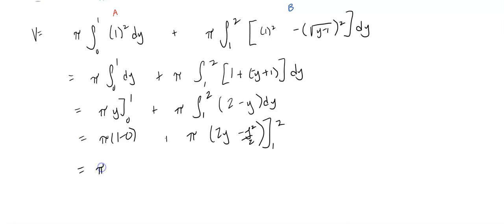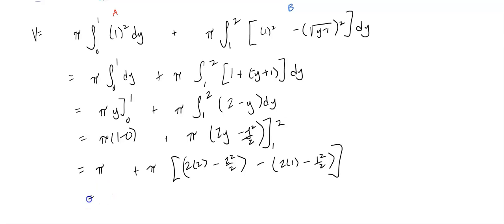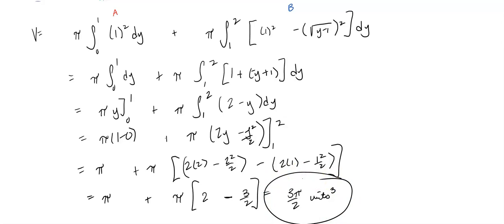So we have pi plus pi times 2 times 2 minus 2 squared over 2, all minus 2 times 1 minus 1 squared over 2. So this gives me pi plus pi times 4 minus 2, which is just 2, minus 3 halves. So we have 1 plus 1 half, which is 3 halves pi. So that's 3 halves pi units cubed. And that would be the volume of that solid.